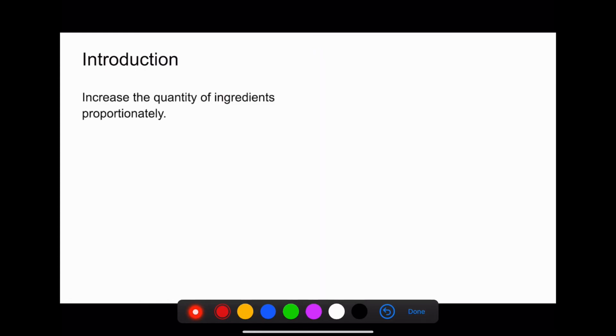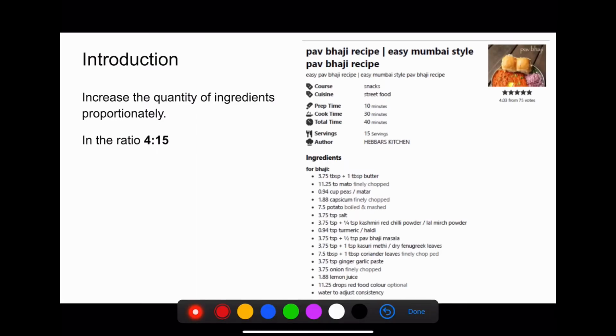You can increase the quantity of the ingredients by the ratio 4:15. Since the previous recipe was showing quantities for 4 servings and you want 15 servings, you can increase in that ratio. So the recipe gets modified accordingly. So this is for 15 servings, and you notice that the amount for each ingredient has increased in that same ratio.